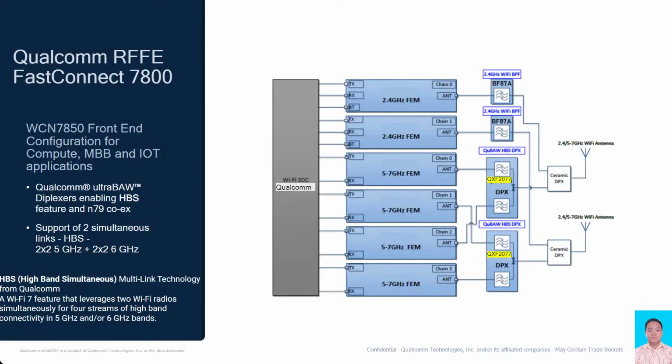Very interesting, going to Wi-Fi 7. HBS becomes really important, and then on the bottom you can see I define HBS for you. It's a multi-link technology from Qualcomm. It's a feature that leverages the 2 Wi-Fi radios simultaneously in order to achieve more streams, in this case 4 streams, of high band connectivity in the 5 and 6 gigahertz frequencies.